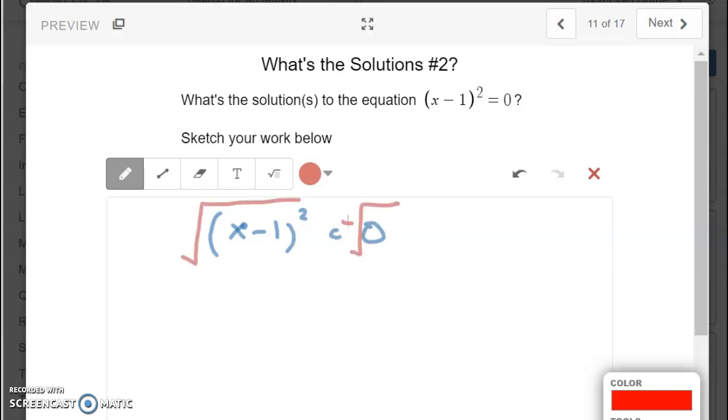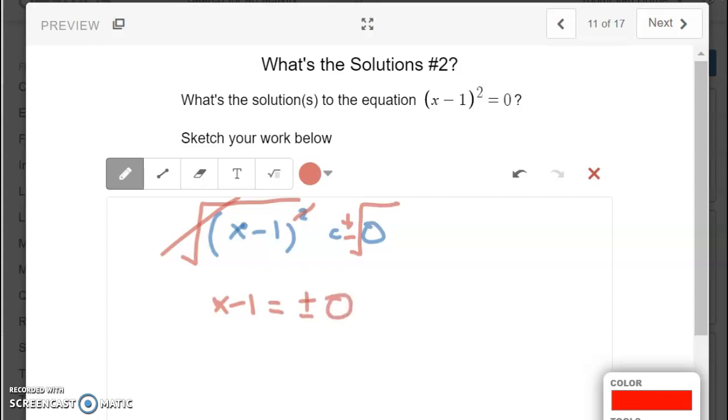When I do that, I'm going to put plus or minus. That leaves me with x minus 1. I don't need the parentheses because it has just been cancelled out. The square root and square cancel out, and that is equal to plus or minus, what's the square root of 0?